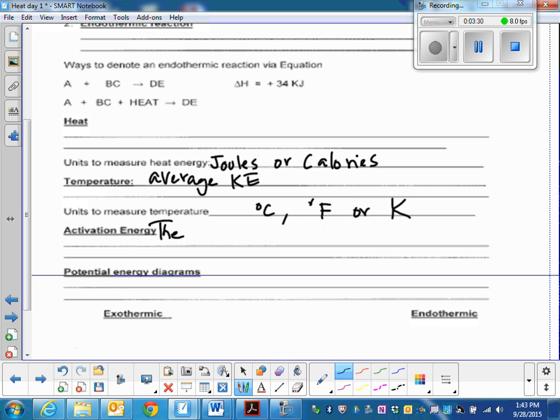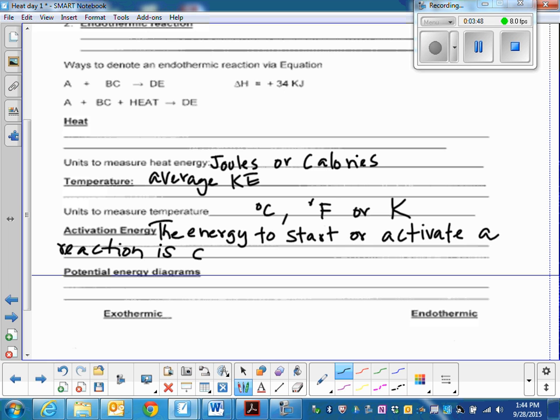The energy to start or activate a reaction is called activation energy. It's called activation energy.